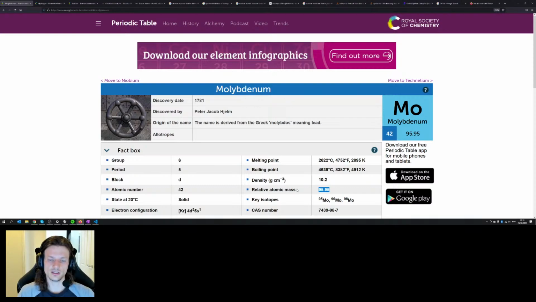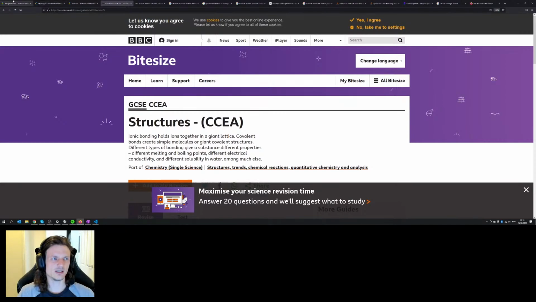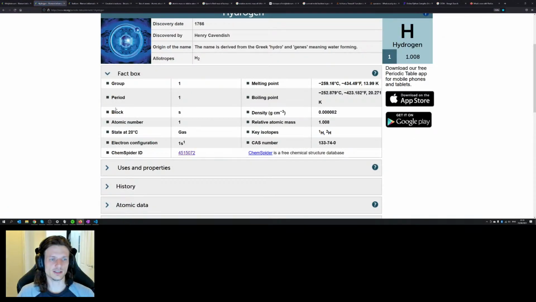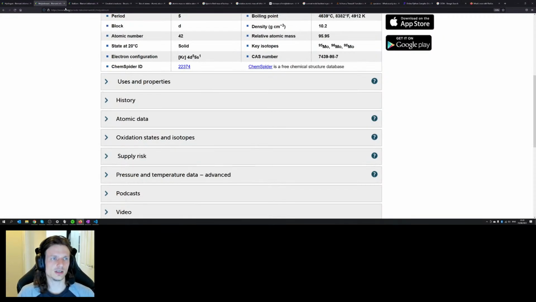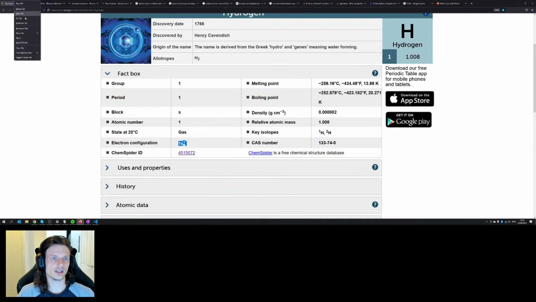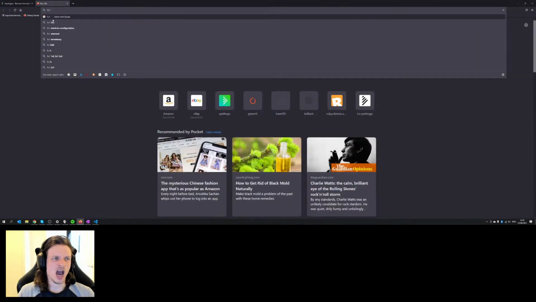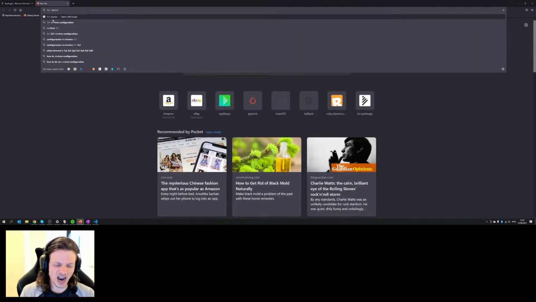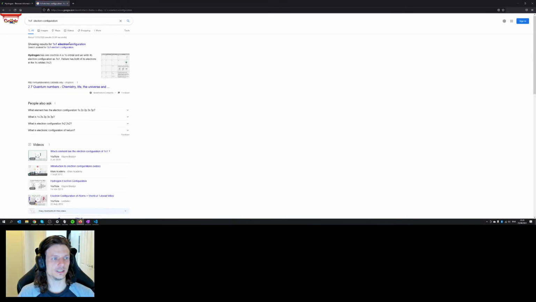I need to know the positions of electrons. So here's the thing. If I look at hydrogen again, which is this super simple one, it has this electron configuration of 1s1, and I need to figure out what that means. Let's close these other things for now. Let's find out what this means.